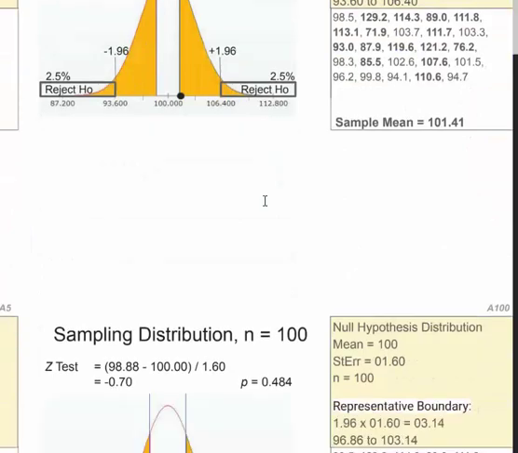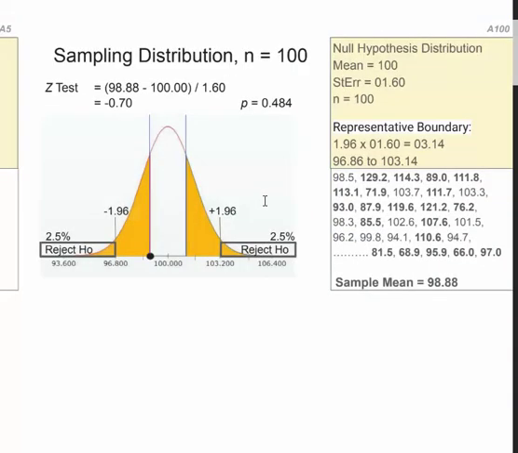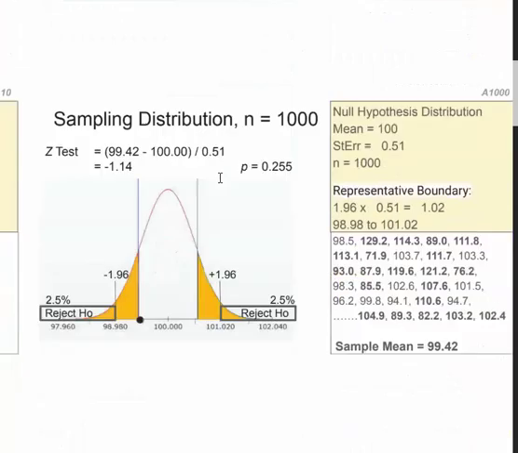So again, retaining it. By the way, if we'd reject the null hypothesis for any one of those three criteria, we'd reject it for all of them. So the three criteria again are: the sample mean is not in the reject zone, the z-test did not get into the reject zone, it wasn't greater than positive 1.96 or less than negative 1.96, and our p-value was greater than 0.05, so we again retain the null.